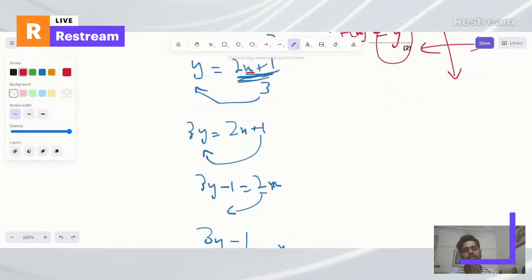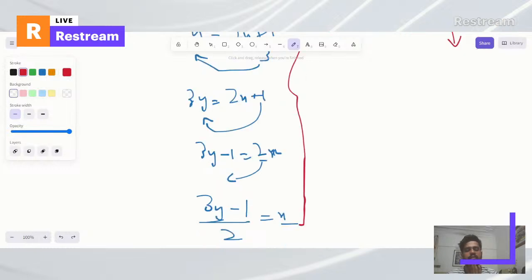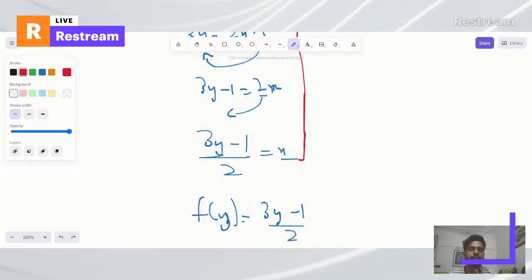Now we need to isolate x. So these are all the steps which involved isolating x till here. We made x the subject, and when we did that, we substituted function of y instead of x. Why did we do that?